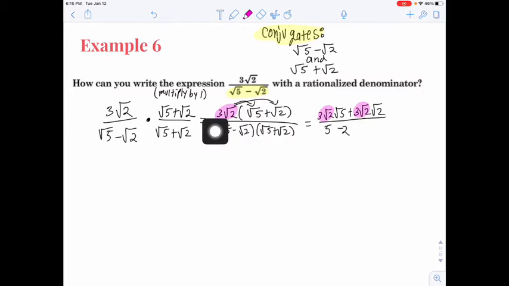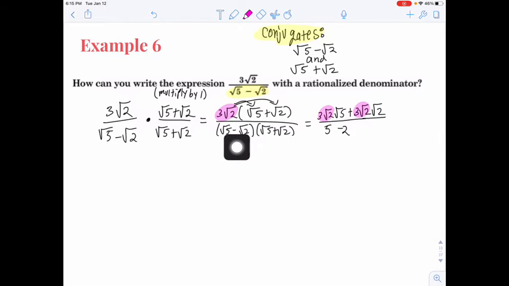So in the numerator, we're going to take this 3 radical 2 and multiply it into the parentheses. So we have 3 radical 2 times radical 5, which we have over here, and then we have a plus sign. We're going to take our 3 radical 2 and multiply it by the radical 2 that's already in there. So that gives us 3 radical 2 times another radical 2. And then on the bottom, using the shortcut, if we square a and we square b with our minus sign, we get 5 minus 2, or we're going to rewrite that as 3.